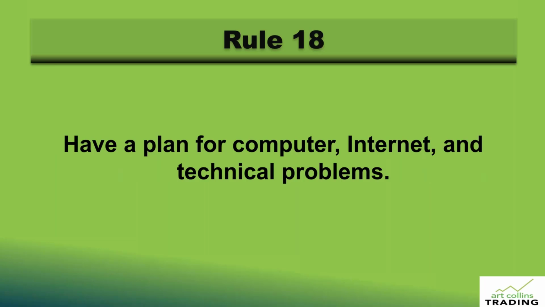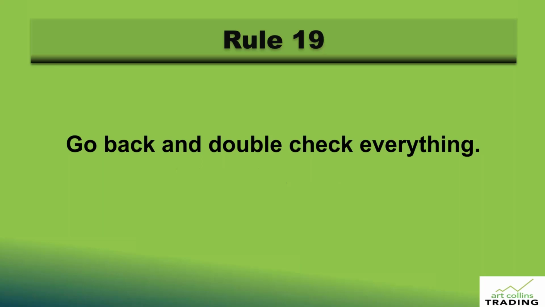Have a plan for computer, internet, and technical problems. I trade automated, but I have my desk in the speed dial in case the computer goes or whatever. Just make all your contingency plans ahead of time. And then, like I did with the notebooks and the library, go back, double check everything.